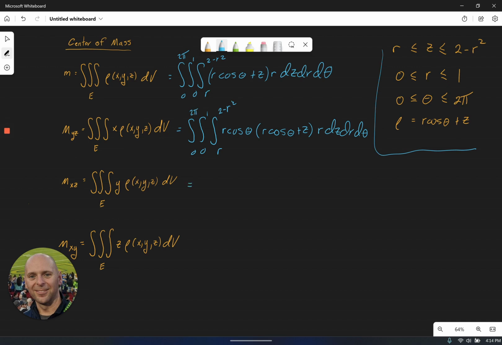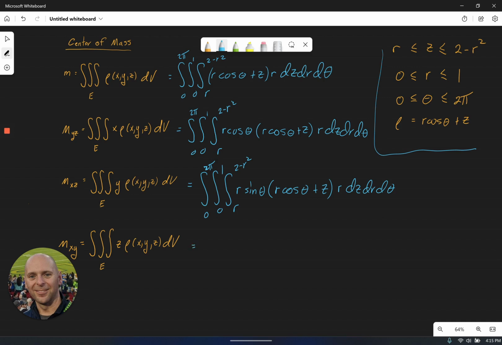Setting up the integral for the moment about xz is y times the density. Y is r sine theta, times our r cosine theta plus z, times r dz dr d theta. Of course, z goes from 0 to 2 minus r squared. R is going from 0 to 1. Theta is 0 to 2 pi.